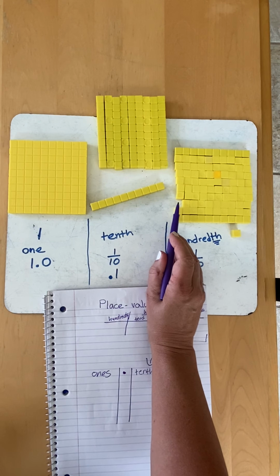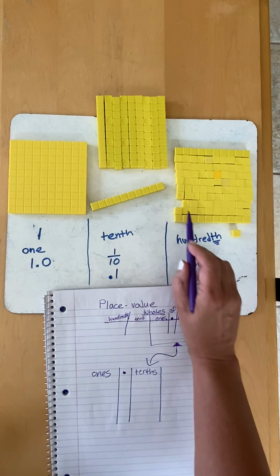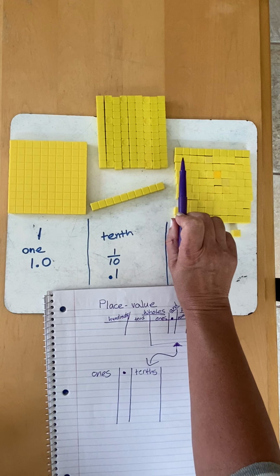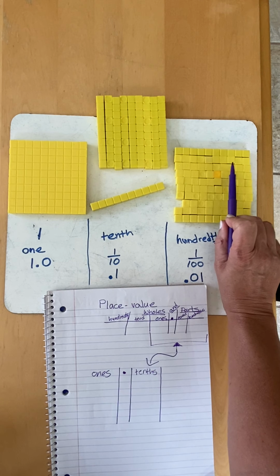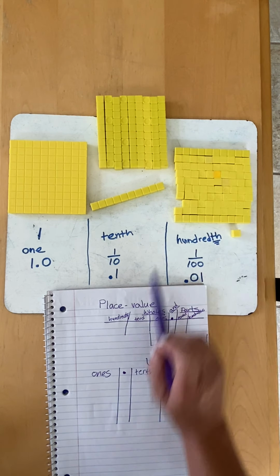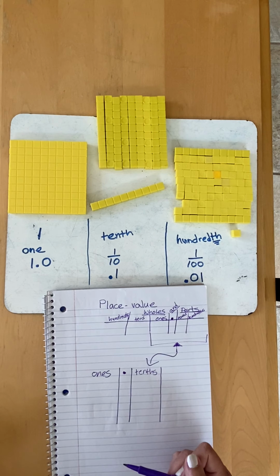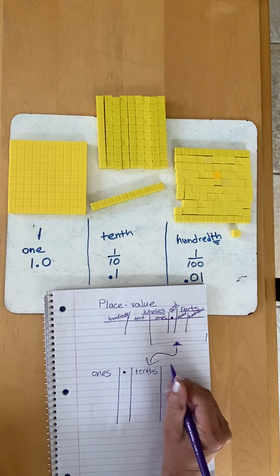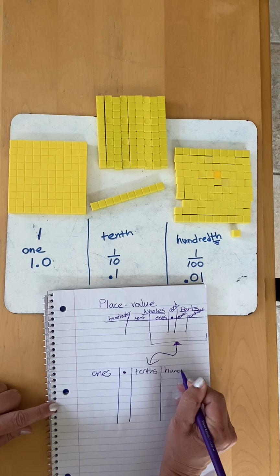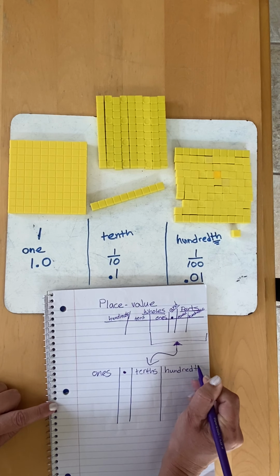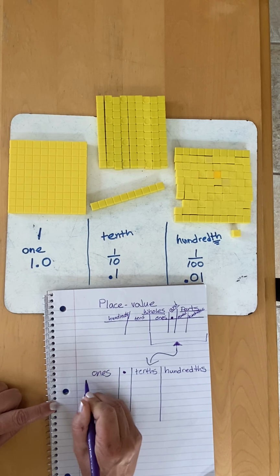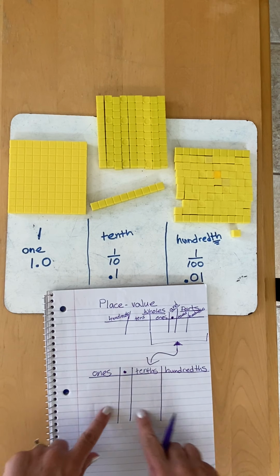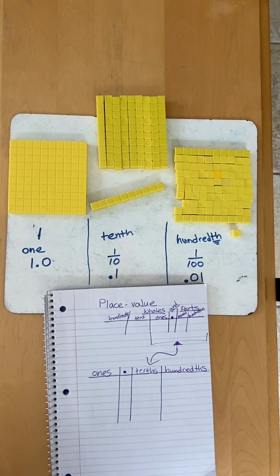But then this was broken further. So each of these 10 were broken into 10 more parts this way. 1, 2, 3, 4, 5, 6, 7, 8, 9, 10. And 10 times 10 is 100. So now I have 100 pieces. And this is 1 out of the 100. So that makes it our hundredths. And this is how it forms into our place value chart.